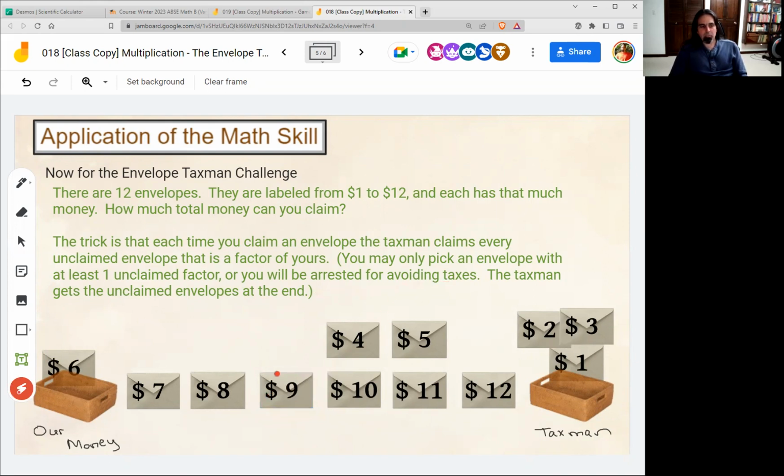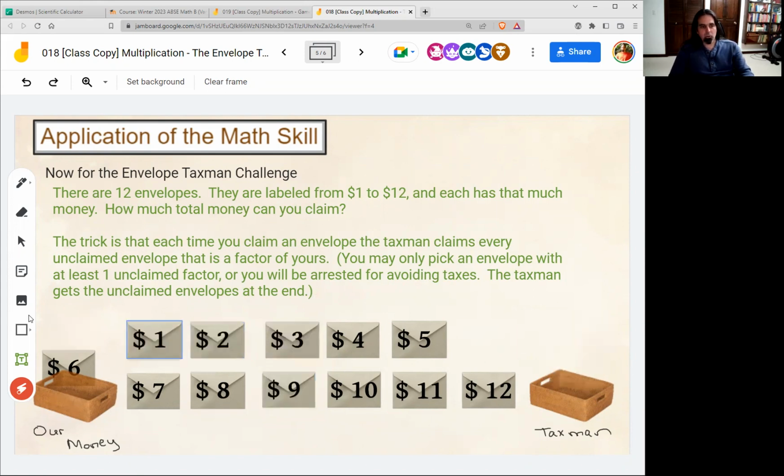So when you pick an envelope, you can pick any envelope you want, but you have to pick one that lets the taxman claim at least one envelope also. At the end of the game, anything that you can't take, the taxman gets. So how much can you get? That makes sense as a challenge.